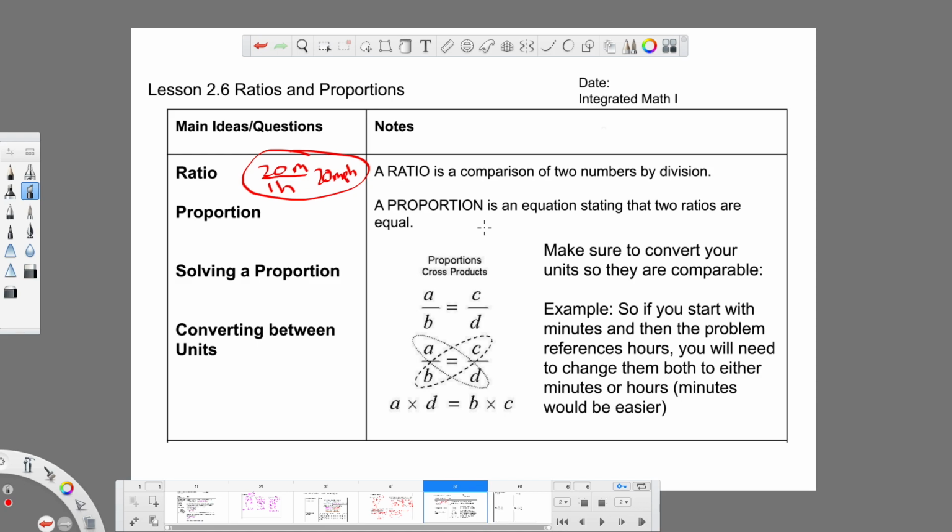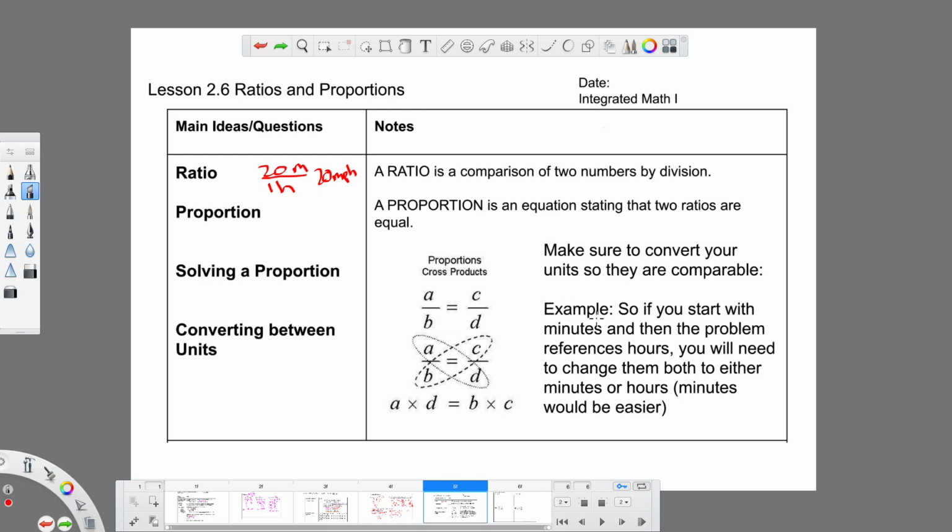Okay, so we're going to move forward. A proportion is an equation stating that two ratios are equal. So now we just have two fractions, and we're going to say they're equal to each other. And we can see down here, we can solve a proportion using cross products. So make sure to convert your units so they are comparable. Number one, they need to be comparable to each other.